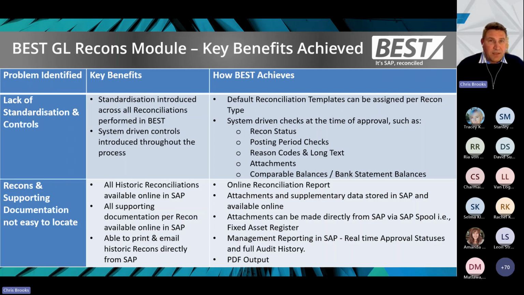And just quickly, how we achieved all of those benefits was, again, our online reconciliation report. You can view current as well as finalized recons, with all those attachments stored in SAP and available online. Those attachments can be made directly from SAP via the SAP spool, which I mentioned, for something like an MB5L or fixed asset register. With our management reporting in SAP and those real-time approval statuses being updated, you can manage the whole process to completion, and the PDF output allows you to print and view those recons online.